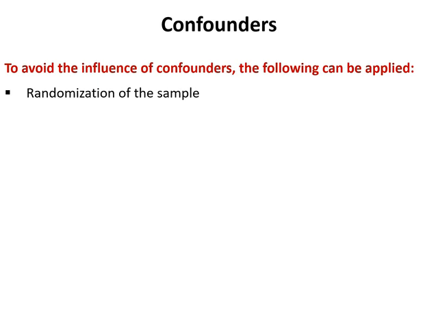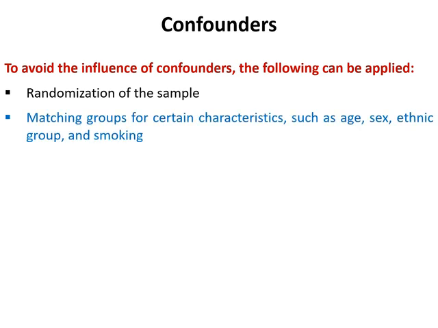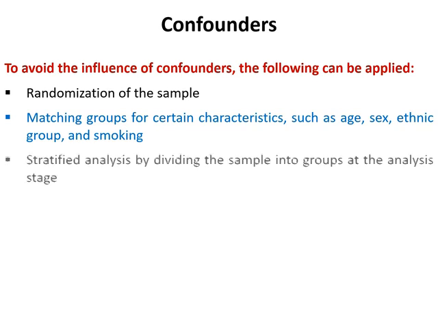But when you don't have randomization, like for observational studies, you can use matching groups when you are matching your groups according to these confounding variables like age, sex, ethnic groups, or smoking and other confounders. Sometimes you can stratify your analysis by dividing the samples into groups and analyze them in the analysis stage.